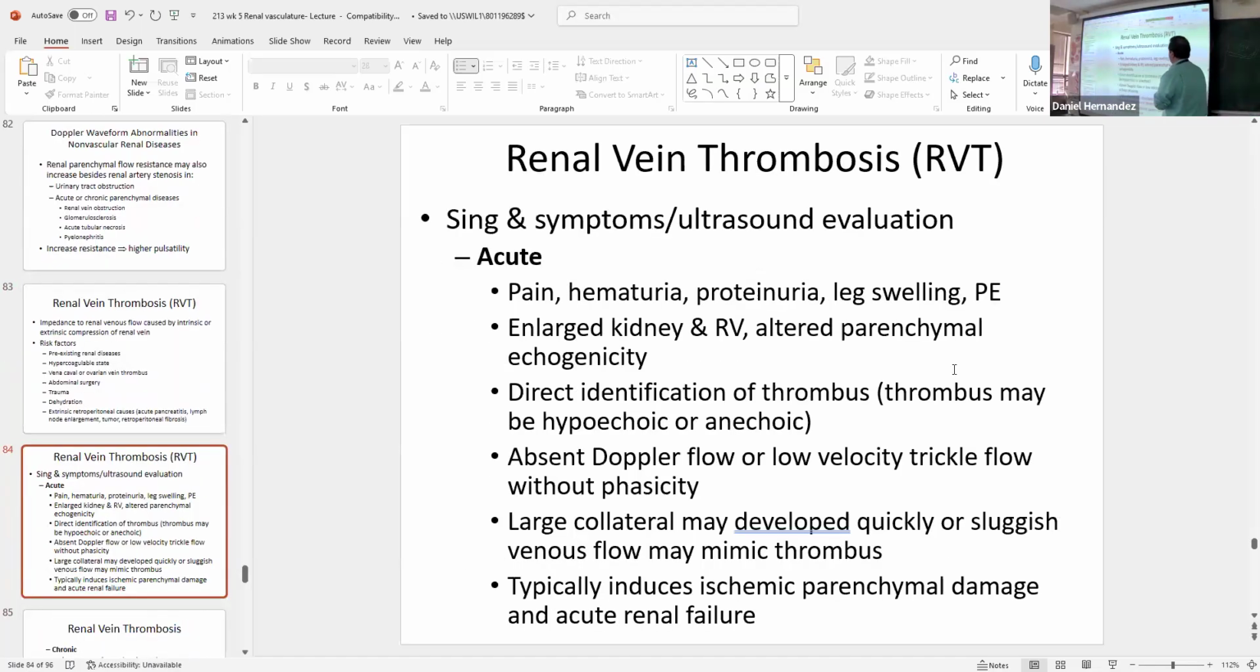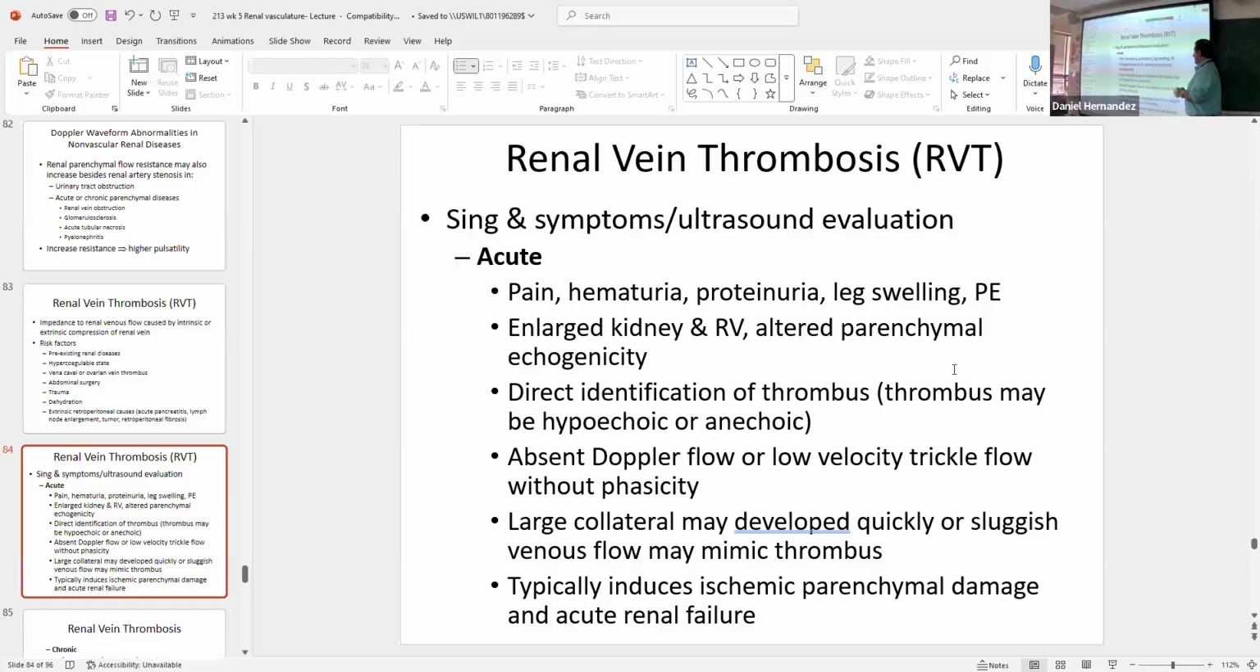With renal vein thrombosis, it's an acute onset. These patients will have pain, blood in the urine, protein in the urine, elevated proteinuria. They could also potentially have leg swelling. It could result in pulmonary embolism. Like we'd expect to see, if the patient's got a DVT in the legs, we expect leg swelling. So the same thing's going to happen to the kidneys. The kidneys are going to swell, they're going to become enlarged.